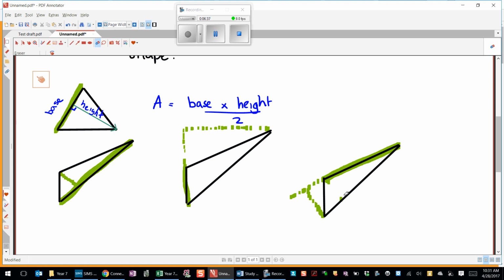So those are the deals. So when you've got a triangle like that, as long as you find with all of them the height has to be perpendicular to the base. It doesn't have to be attached, okay, but it does have to be perpendicular. Make sense? Yeah. Okay, so we've got triangle.